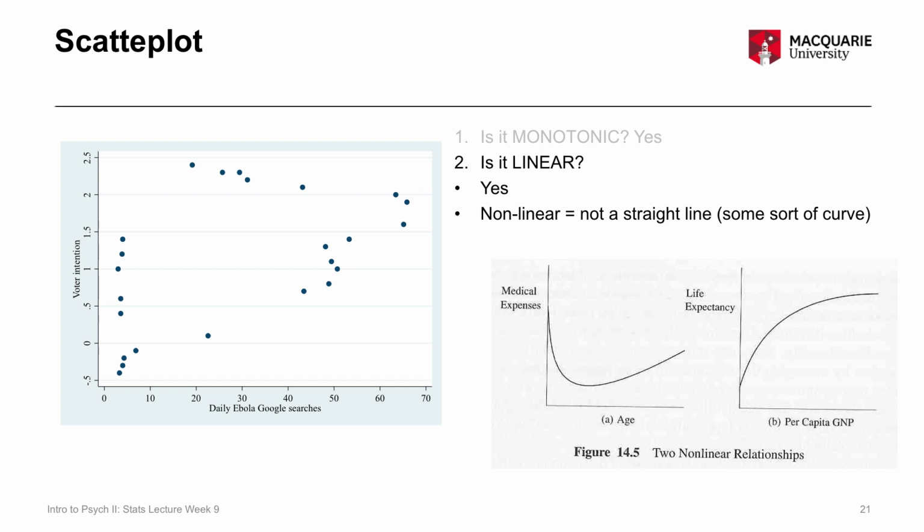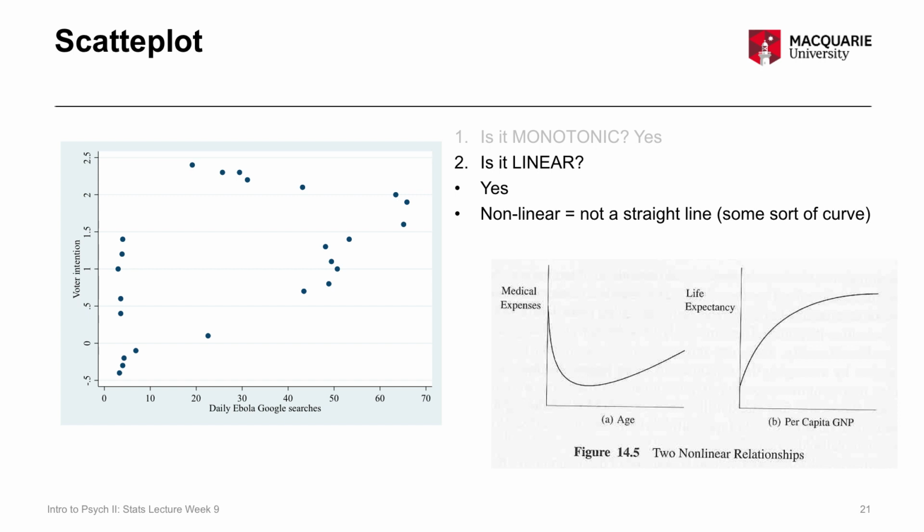Here's a couple of examples of real nonlinear associations. Linearity is what most associations are. Most associations are linear, but it's not always the case. So on the left-hand side, we've got an example of medical expenses and ages. When you're first born, your medical expenses are quite high. They then drop significantly quite quickly, and then they tend to increase in older age. So that's a non-linear, a curvilinear association.